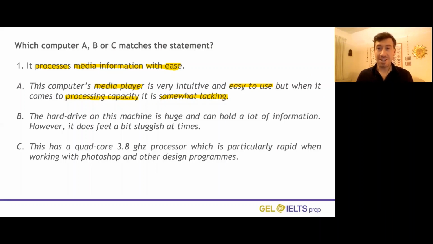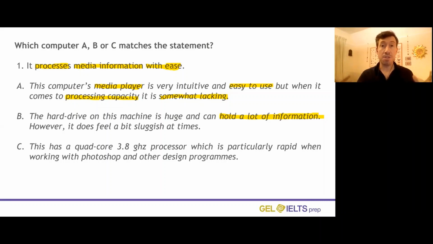Now let's look at this second one. It says, B, the hard drive on this machine is huge and can hold a lot of information. So again, we've got here media information and here hold a lot of information. But there's two different things that a computer can do. One is process information and the other is hold information. And they are two different things.